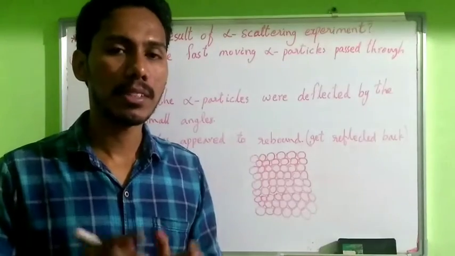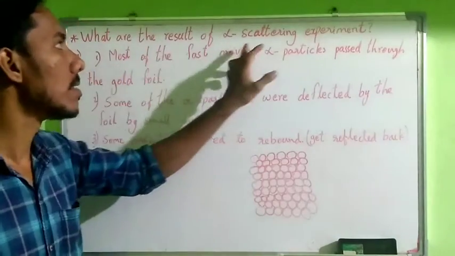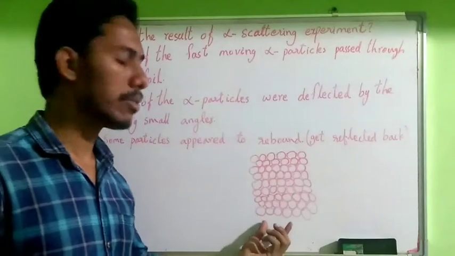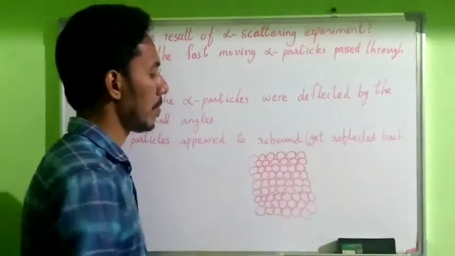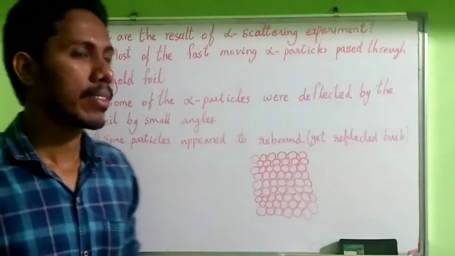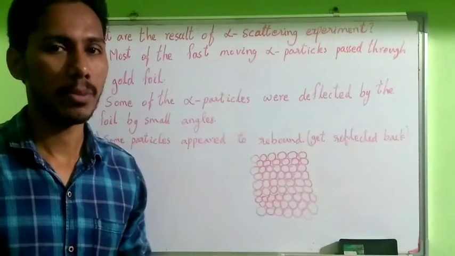So then we have to discuss the results of the Rutherford atom model. What are the results of the alpha scattering experiment? It is the gold foil. Just try to draw this figure, which is almost the figure of the gold foil. Okay, we have to discuss the results of Rutherford's atom model.